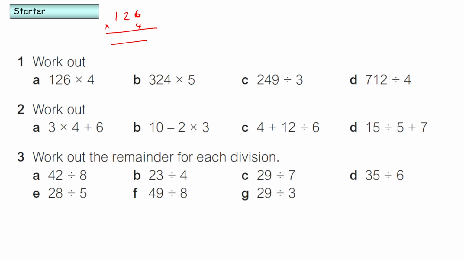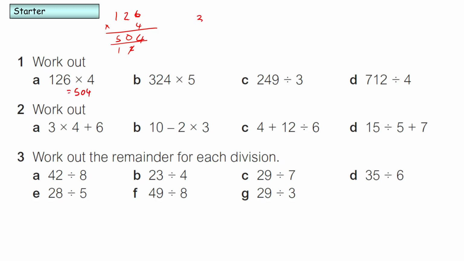Right, let's have a go at the first one. 126 times 4. 4 times 6 is 24. So we write our 4 here, carry the 2, still looks like 24. 4 times 2 is 8, plus the 2 is 10. So 0, carry the 1. Don't forget to cancel the 2 out. And then 4 times 1 is 4, plus the 1. So 504.